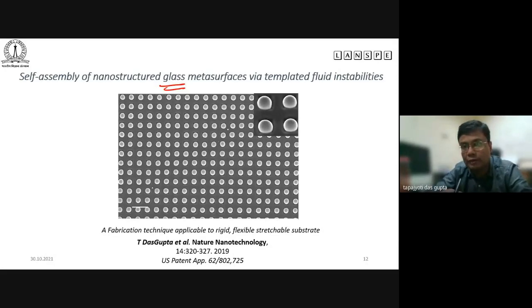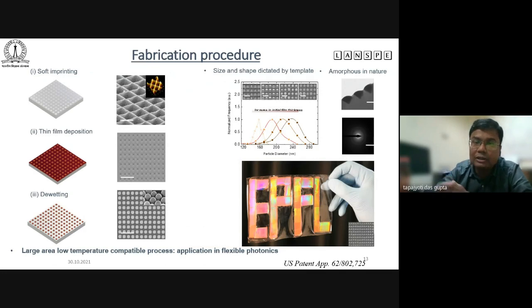They are similar to optical glasses, and they are also known as optical glasses, made via templated fluid instabilities. So how does it work? Let's go back quickly to the process technique.